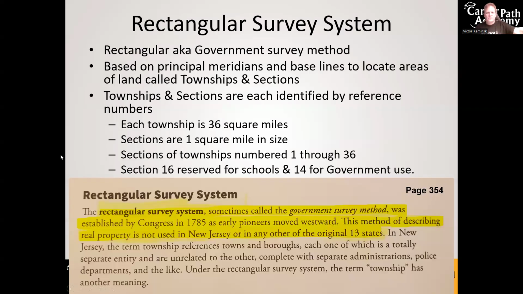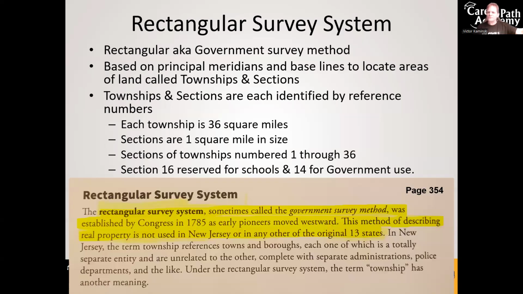All right, so based on principal meridians and baselines to locate these areas, townships and sections are each identified and referenced by their numbers. There are 36 square miles, so there are 36 numbered sections within a township, each 1 square mile in size.